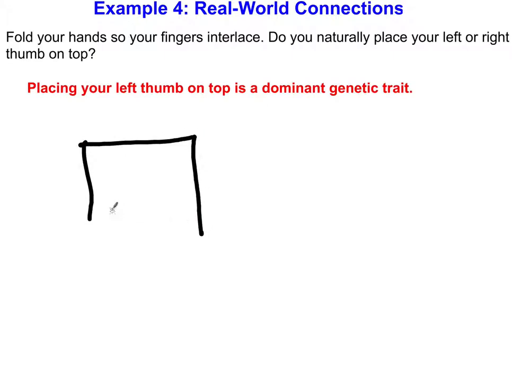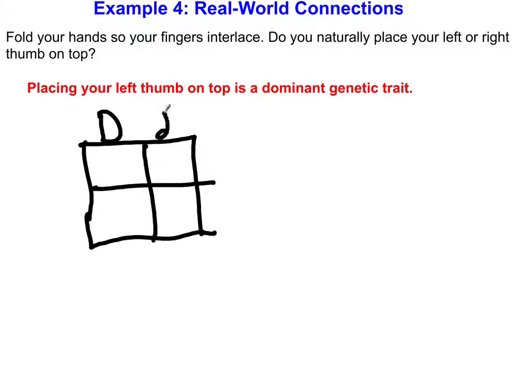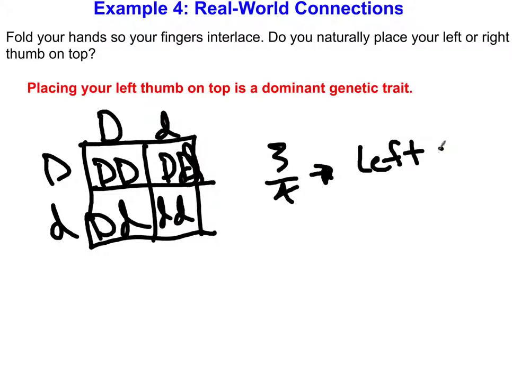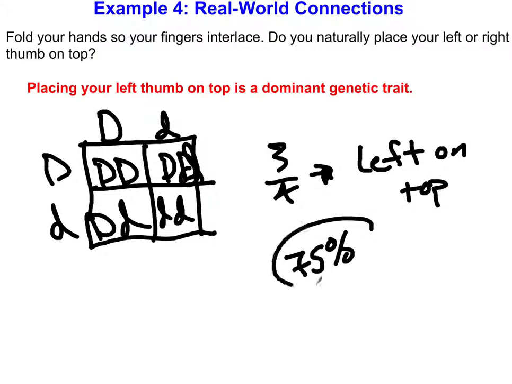So if you remember these things from biology, you have the dominant trait and then the recessive trait. Dominant, recessive. Just kidding, only 1 out of 4 times would you get your right thumb on top. So the theoretical probability, you have 4 possible outcomes. 3 of the 4 would give you left on top. And so that's 75% of the time you would get left on top.